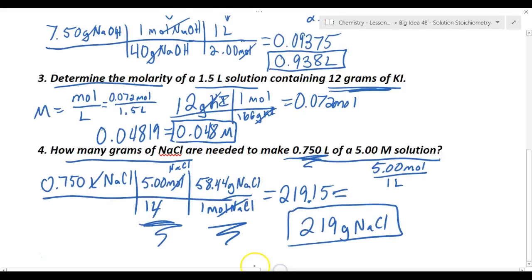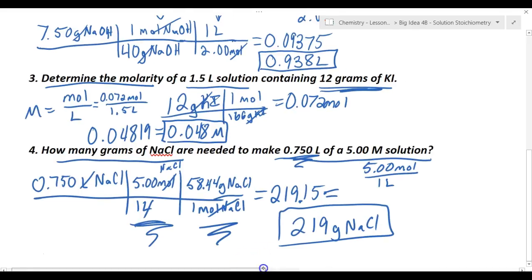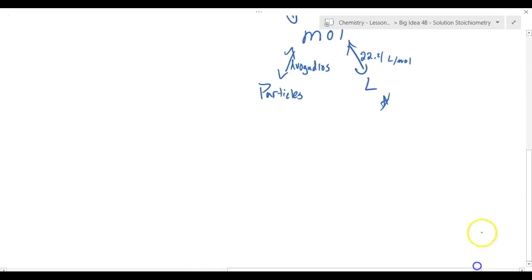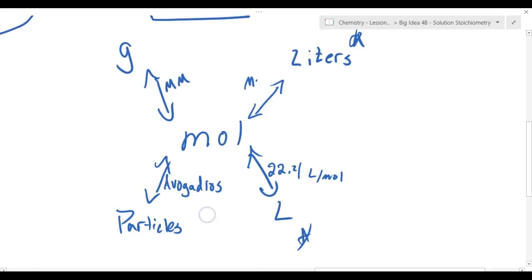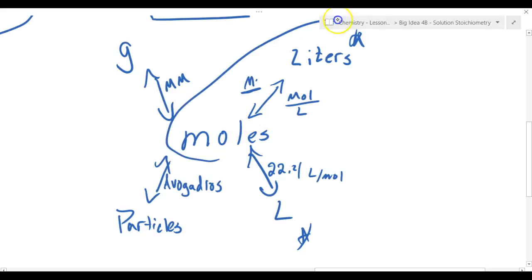One thing that you guys might want to write down that's kind of new to you: we know that our moles are still in the middle. We can go to liters using our molarity, and that's the same thing as moles per liter. It's always going to give you a certain molarity. So this is a very important part right here. This is our new section on there.